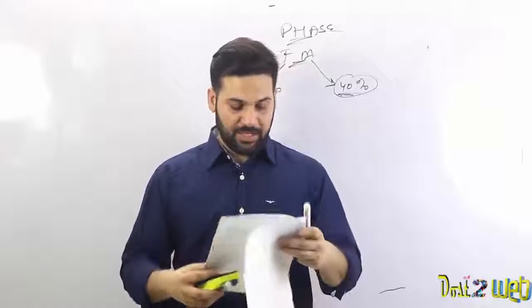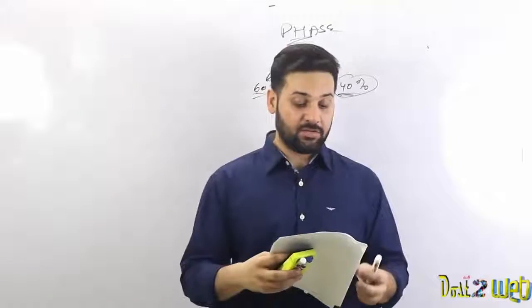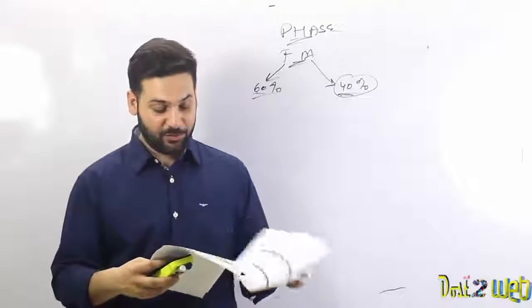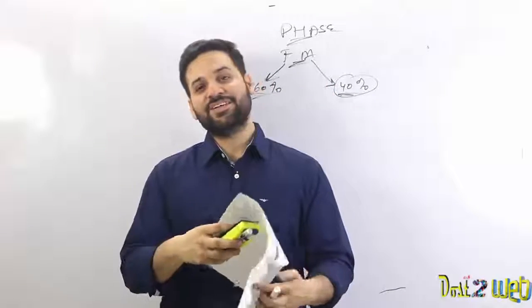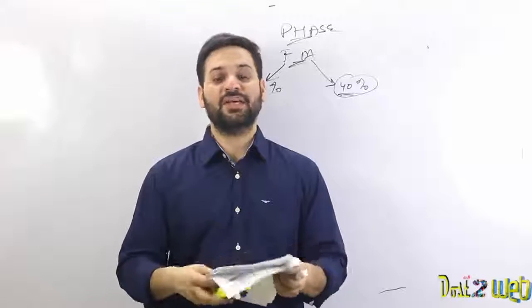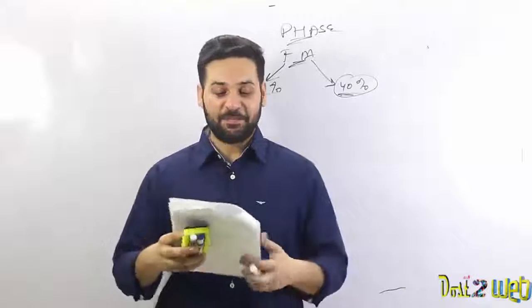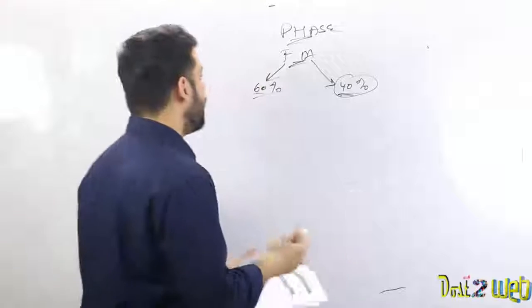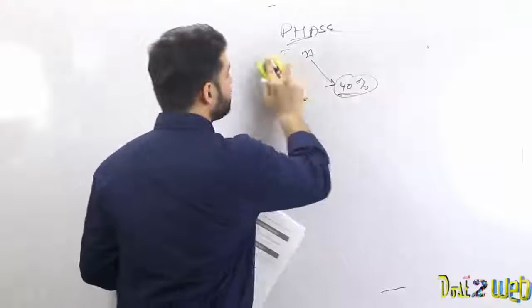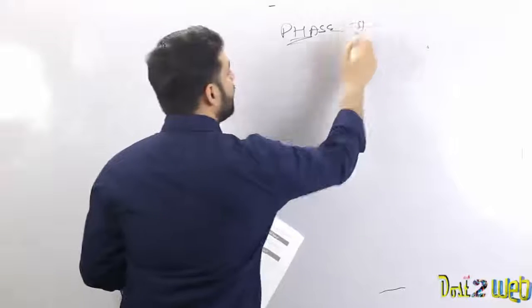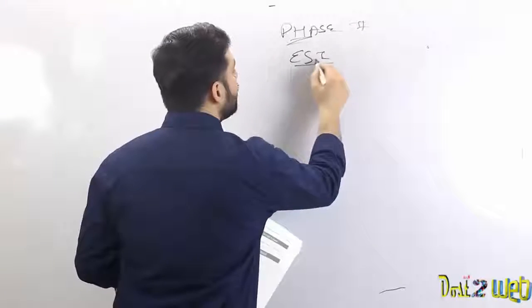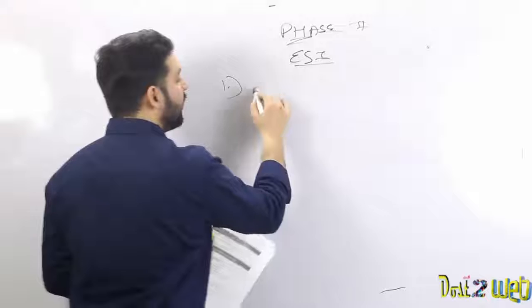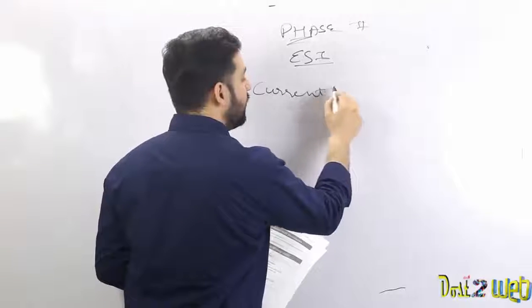Management I have already covered, and let's talk about ESI, economic and social issues. A lot of students are very confused about ESI, what to read for the ESI paper. So let's talk about what to read for the ESI paper, right? The first thing that you need to follow is current affairs. This I have already told you.